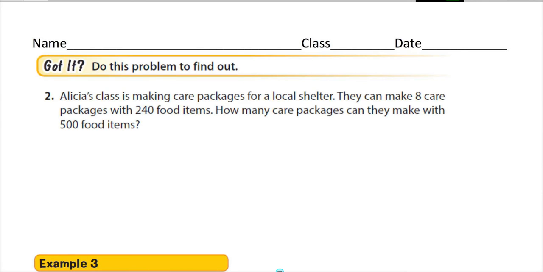And let's take a look. Okay, it says Alicia's class is making care packages for a local shelter. They can make 8 care packages with 240 food items. How many care packages can they make with 500 food items? All right, so they're doing some kind of little charity thing here. So if we can make 8 care packages out of 240, then how many can I make out of 500?